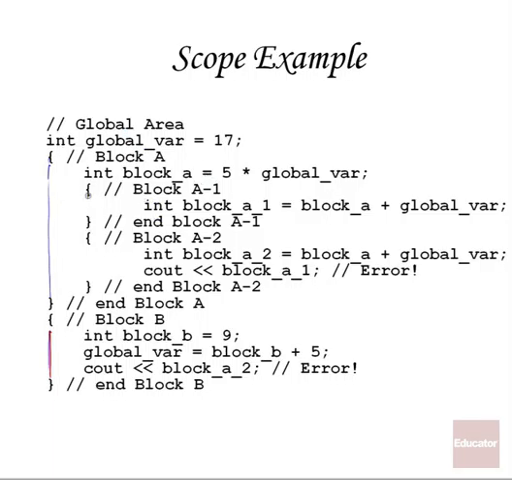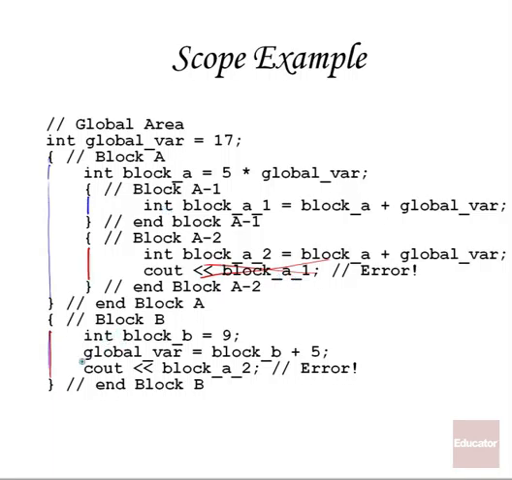Inside this block, we have another block, block A1, which can also see block A, and it can see the global variable. And then we have block A2, which is also inside block A. And it can see the block A variable. It's global to block A, but not global to the program. And the global var, which is actually global to the entire program, but it cannot see block A1's variable. That's in a different block.